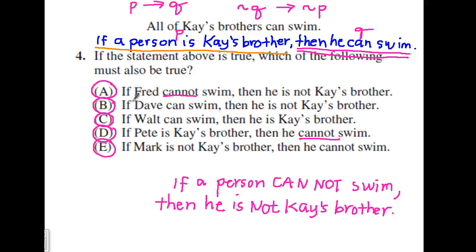So this one: if Fred cannot swim, so if a person cannot swim, and Fred is that person, then he is not K's brother, which fits perfectly, which is now the contrapositive of this conditional statement. So our answer therefore is letter A.